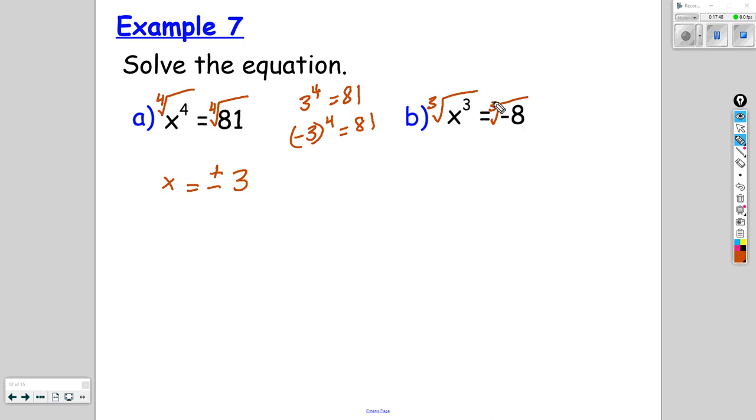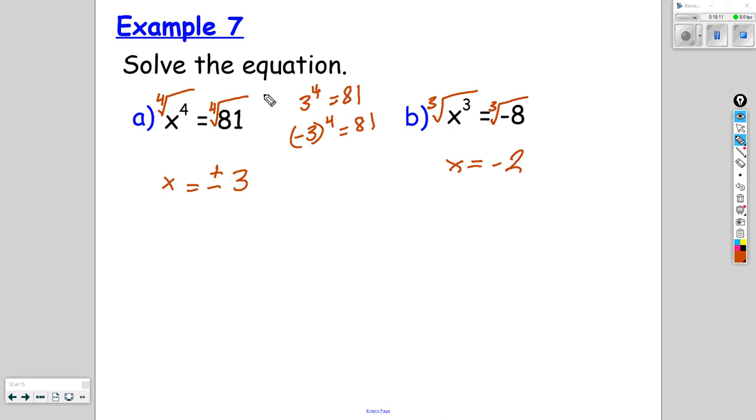Now, of course, we know that the square root of negative 8 would yield a non-real solution. But in this case, we have the cubed root. There is something we could multiply 3 times and get negative 8, and that's negative 2. Notice positive 2 doesn't work in this case, because if we multiply 2 three times, we're just going to get positive 8.